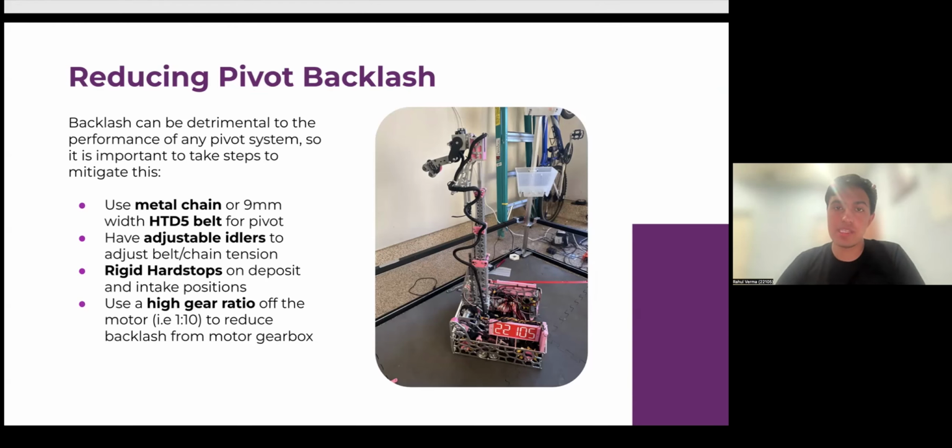The motor gearbox, like GoBuilda Yellow Jackets, has some internal backlash in the gearboxes, around 3 to 5 degrees, which can be pretty bad for a pivot system because when you're extended, that 3 to 5 degrees is multiplied by a lot. So if you have a high gear ratio from the motor, for example 1 to 10, then that 3 to 5 degrees gets reduced by a factor of 10. That's why it's important to have a high gear ratio off the motor.